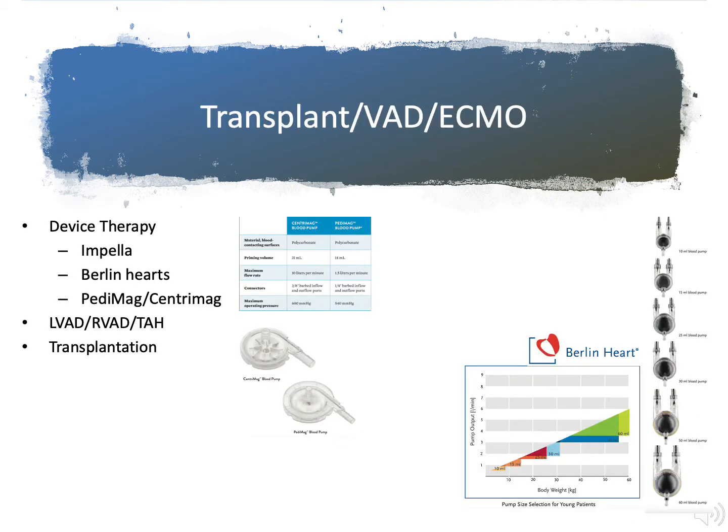Another important pathway to understand is device therapy and transplantation. Fortunately, depending on the size of the patients, we can rely on the same systems used in adults to treat children. As we move towards the smaller children, we tend to shift away from CentriMags and use PediMags. A key point to remember is that we cannot use device therapy as destination therapy in children. They're always used as bridge to recovery, or bridge to transplant, or in some cases, bridge to decision.